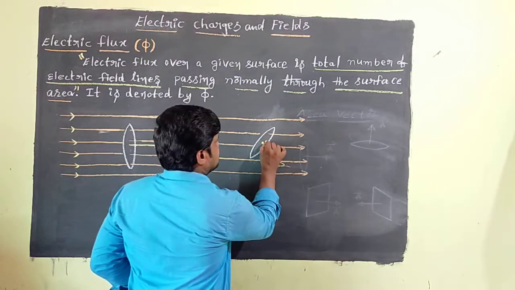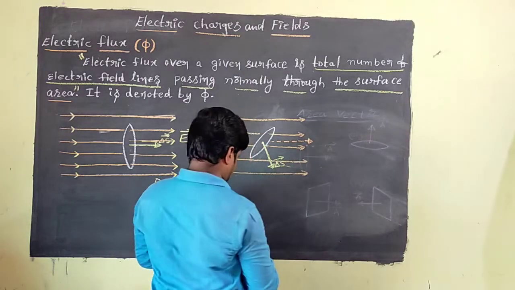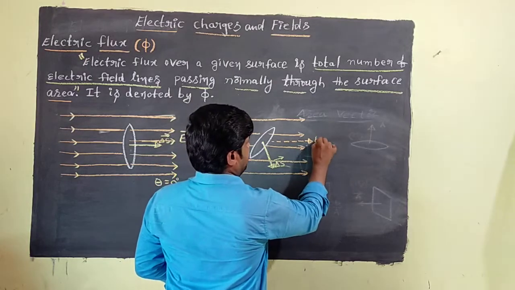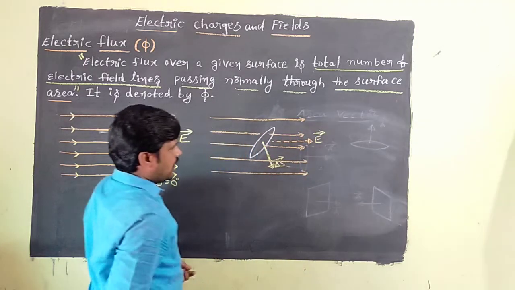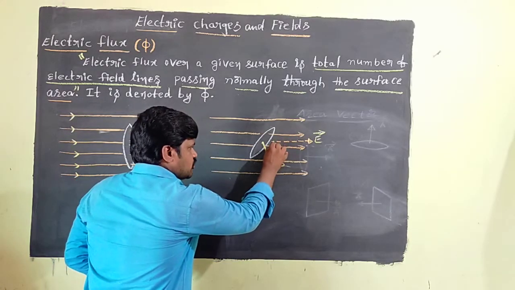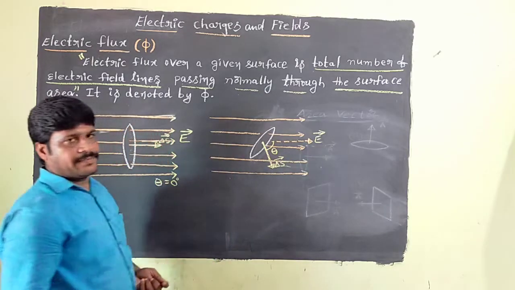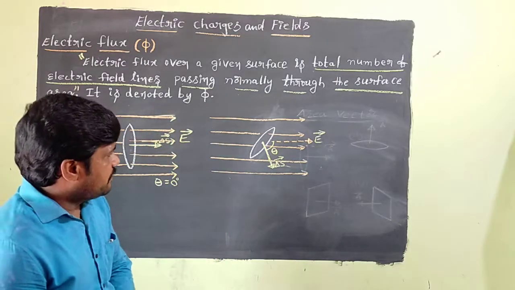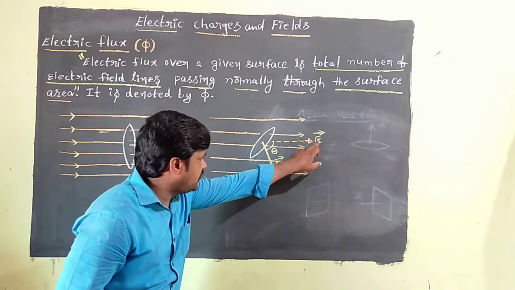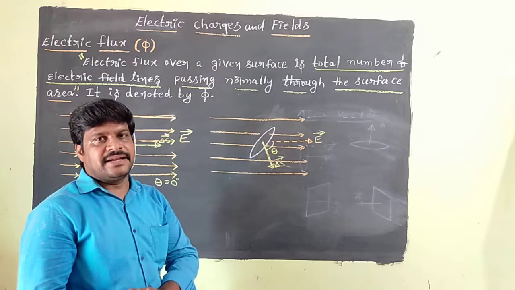Now this is the direction of electric field. The direction of electric field is E bar, and this one is the area vector. Between these two there is an angle. That angle is theta here. The angle between this electric field direction and this area vector is theta.